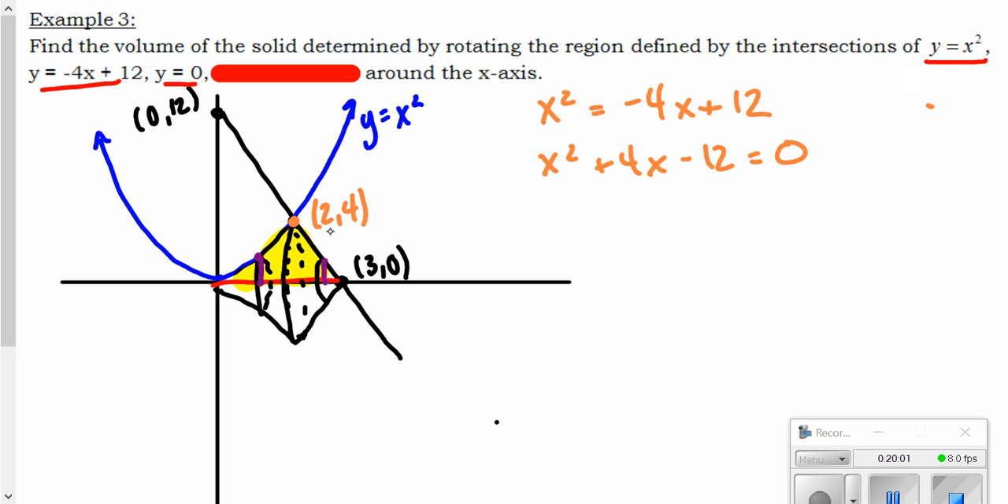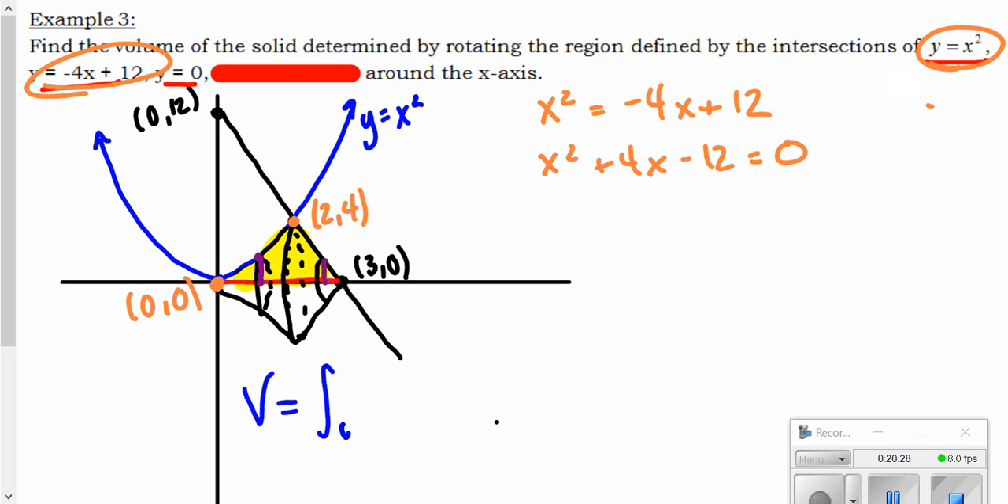Okay, so we solve that and we get that x is 2 is one of our solutions. You can take that answer of 2 and plug it into either of these equations and find that the other coordinate is 4. Okay, so 2, 4. And then this point, clearly from observation, it's just the origin. Okay, so the way that we're going to set this up is going to be in 2 pieces, kind of like what we did with certain area problems where the edge changes.